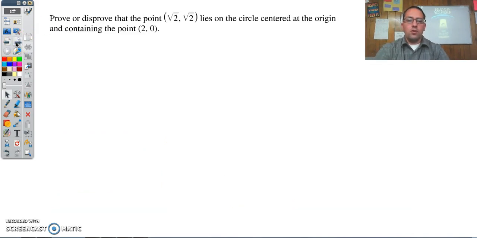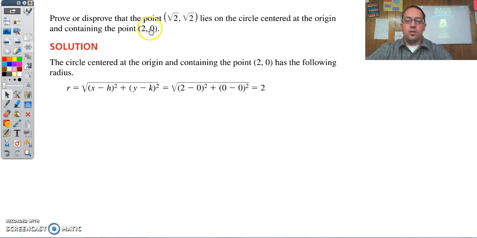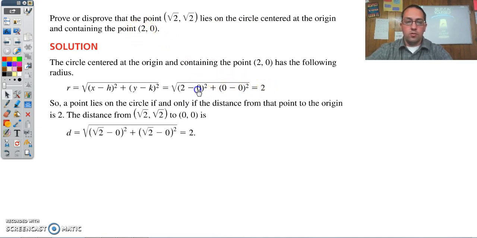Okay, so what we want to do here is to either prove or disprove that the point square root of 2 is on a circle centered at the origin and that has this point on it. All right? So, looking at this, we've got the center, we need the radius. So, to find the radius, we're going to do the distance formula again, which really is pretty easy since it's on the x-axis and centered on the origin. So we know our distance is going to be 2. So there's our radius, 2.